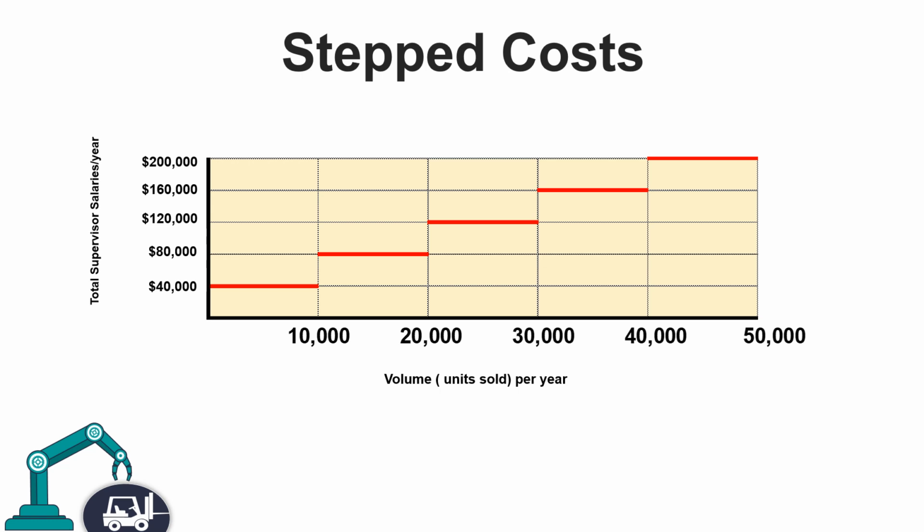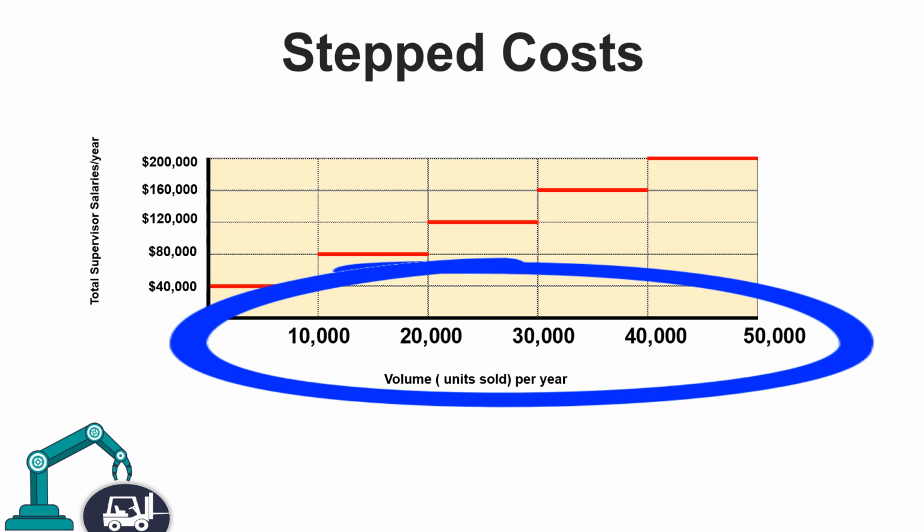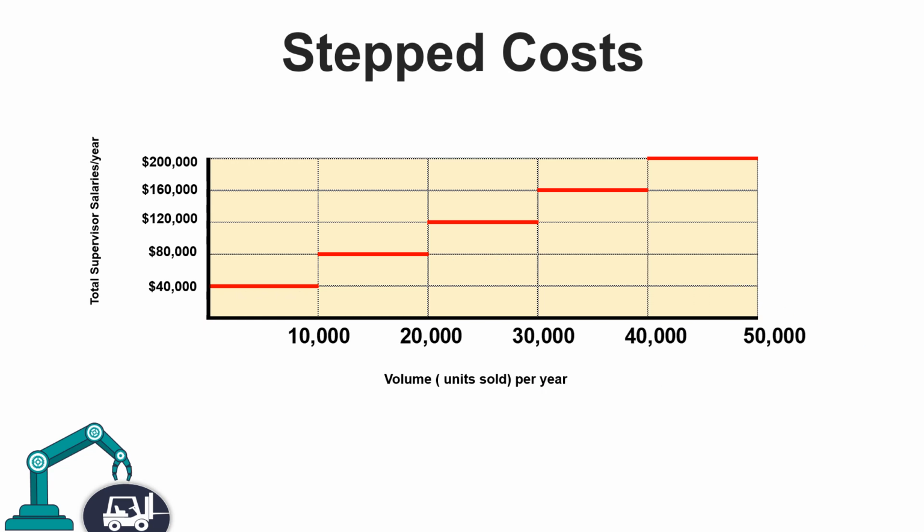What we have here is a measure of our total supervisory salaries per year. We're showing supervisory salaries at the level of $40,000, $80,000, $120,000, $160,000. And we show on the horizontal axis increases in volume going from 0 to 10,000, 20,000, 30,000, 40,000. If you look at this stair-step cost, what it appears to me is that if we're doing a volume of business, manufacturing and sales of our goods, anywhere from 0 to 10,000 units, we need one supervisor for which we pay $40,000 a year.